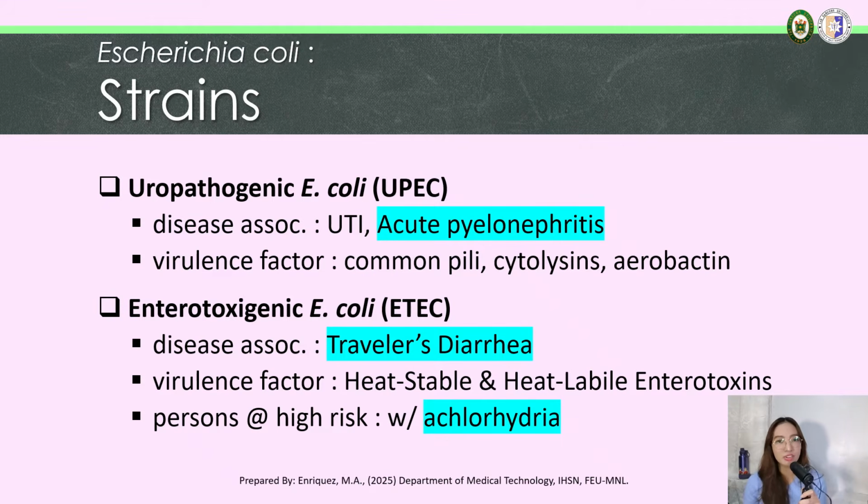Now, the virulence factor of the ETEC strain comes from the production of both heat stable and heat labile enterotoxins.